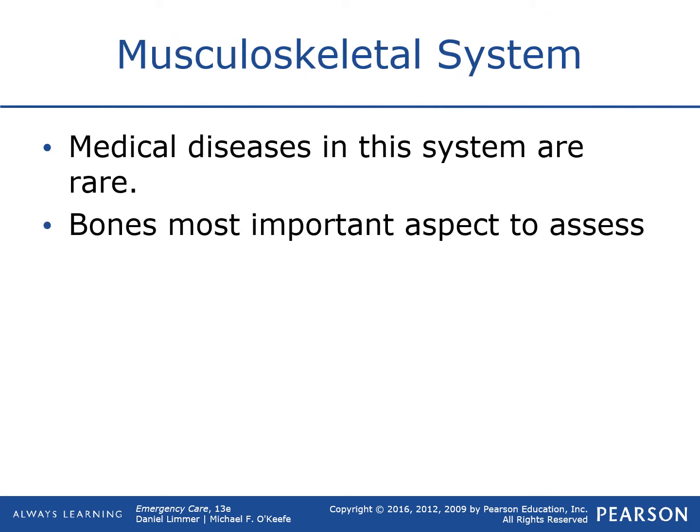So moving on into our musculoskeletal system. When it comes to our musculoskeletal system, there are some medical diseases to that system, but they are relatively rare. We don't run into these all the time. When we're assessing things in the musculoskeletal system, make sure that you assess the bones. A perfect example is I once had a patient that had a lesion on her femur, and so that's an issue with the musculoskeletal system.